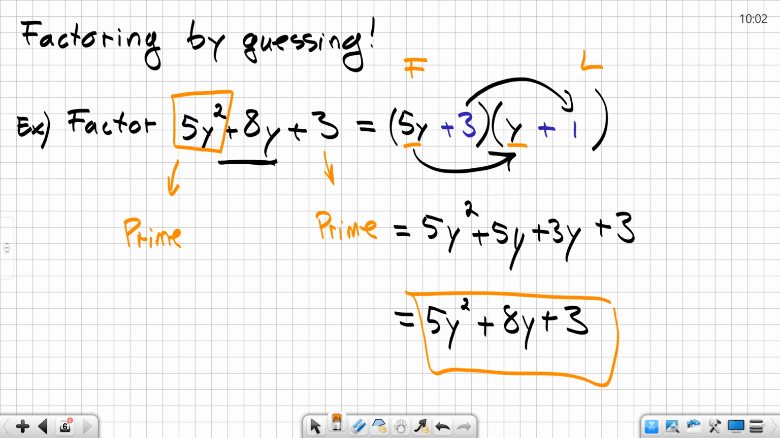So, this is a valid way of doing this, but only if the leading coefficient and the last constant are prime. You could have done it the other way. You will end up with the same result.